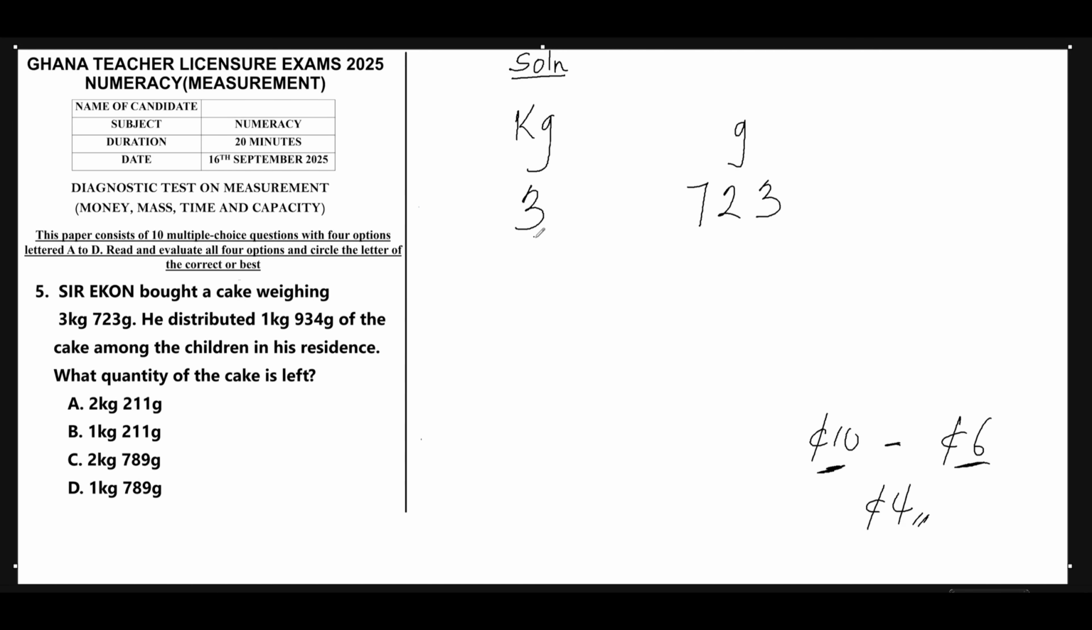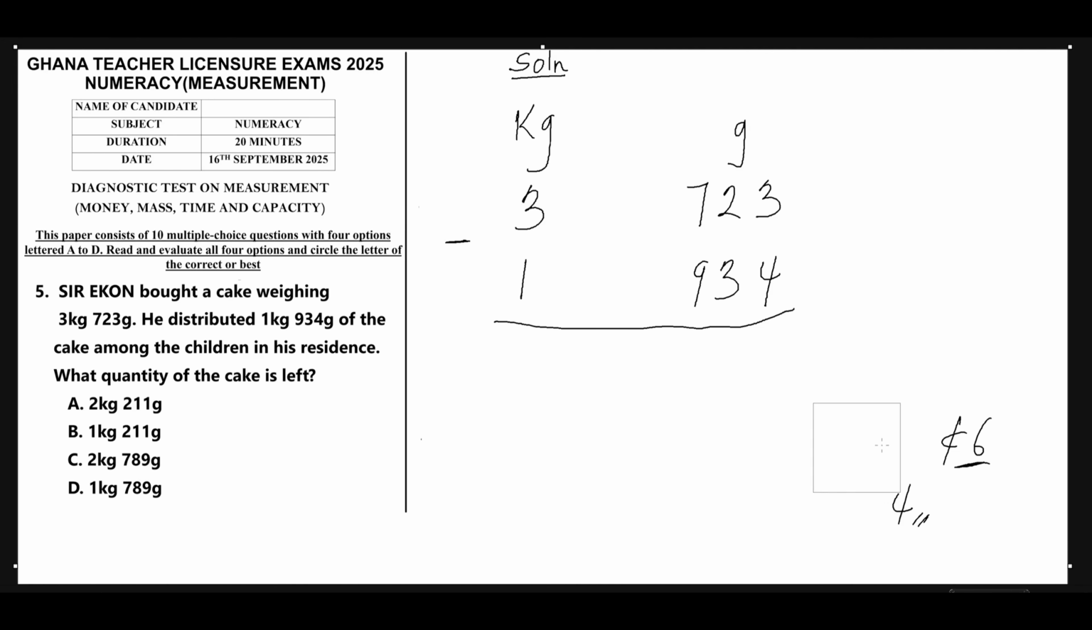So initially the weight of the cake was 3 kilograms 723 grams, and then he gave out 1 kilogram 934 grams. So to get the quantity of cake that is left, we have to subtract the two. We need to find the difference. So let's work out this subtraction and see the result.